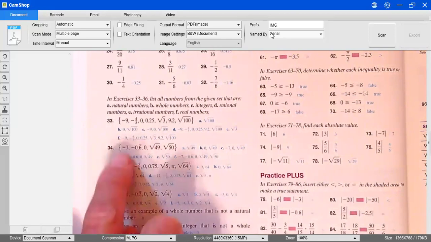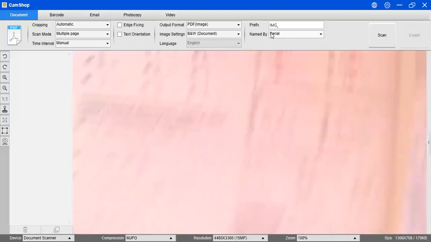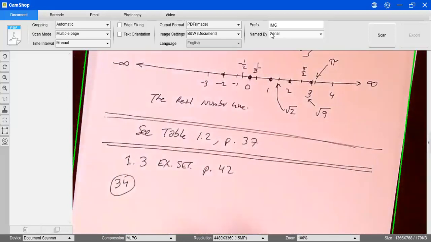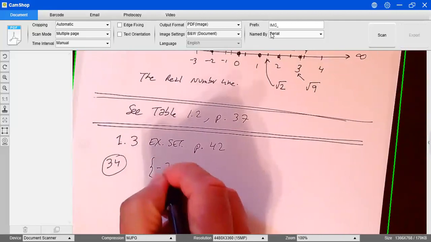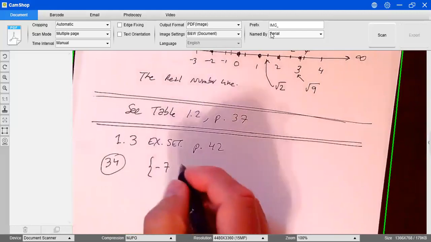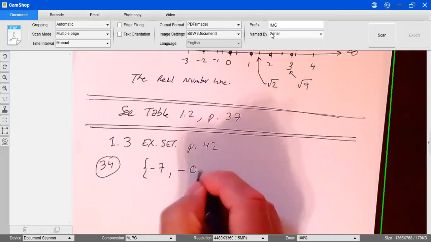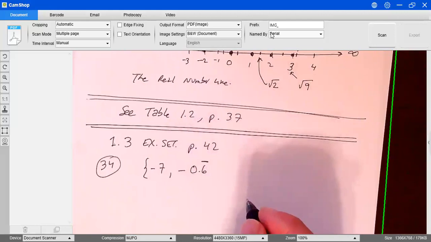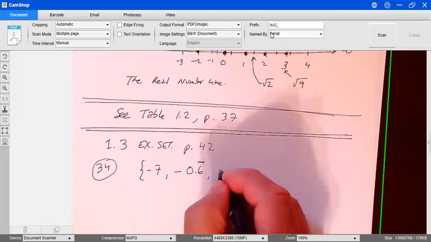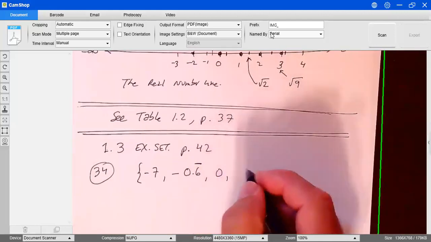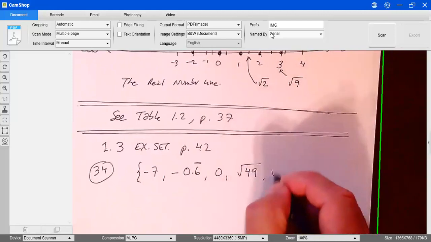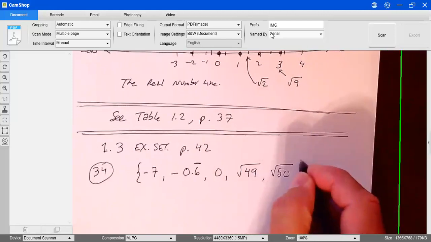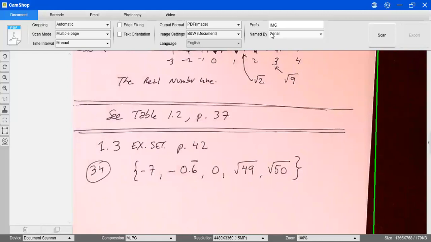So solve problem 34. I'm going to write the set here. It is just -7, -0.6 with a bar here, then 0, then square root of 49, then square root of 50. So this is problem 34.